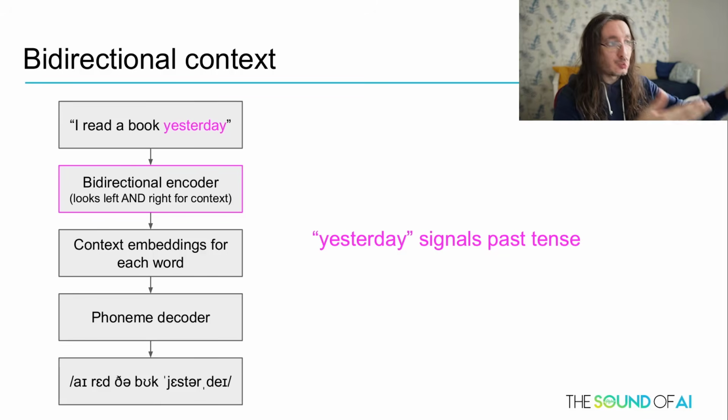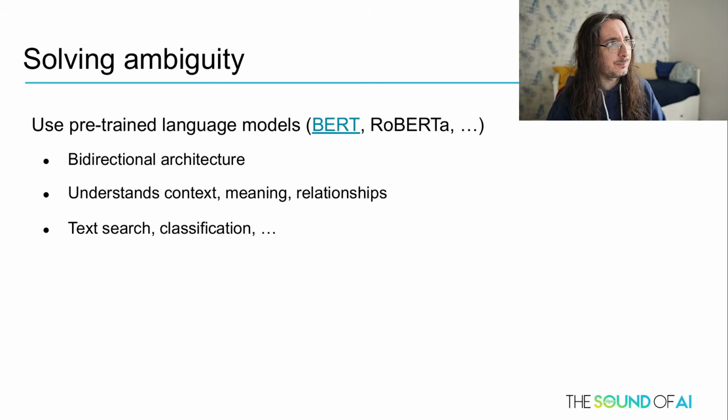That is, I read a book yesterday. So there's a mistake here, right? I read the book. It's not "the book", it's "a book yesterday". Cool, but I think you got the idea of bidirectional context. So how do we solve ambiguity? Well, we can solve it using this bidirectional architecture.